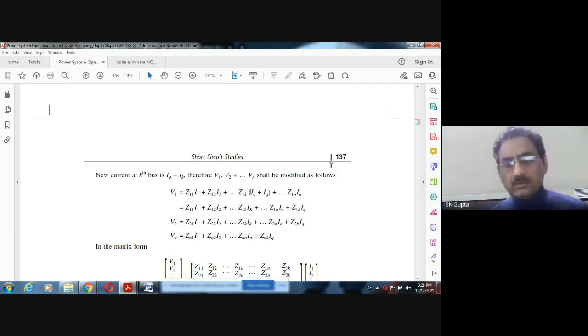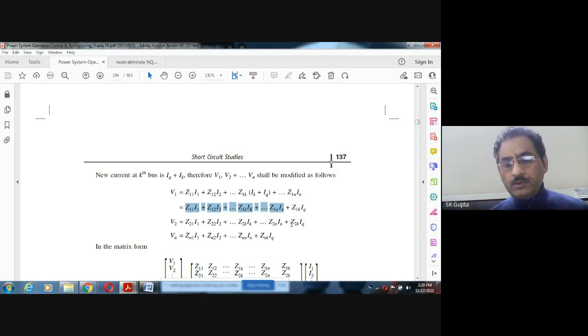V1 will be this, I1k and Iq. So I1k and Iq will be taken out. Here V1 was equal to this and this; from here to here it was already there. Because of the additional current flowing into the kth bus, this Z1k Iq term has been included. This Z1k Iq has been taken out like this. So V1 has been modified this much.